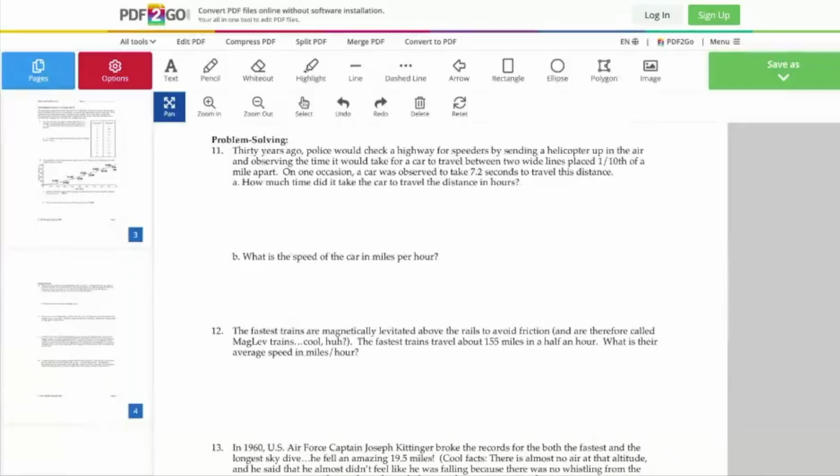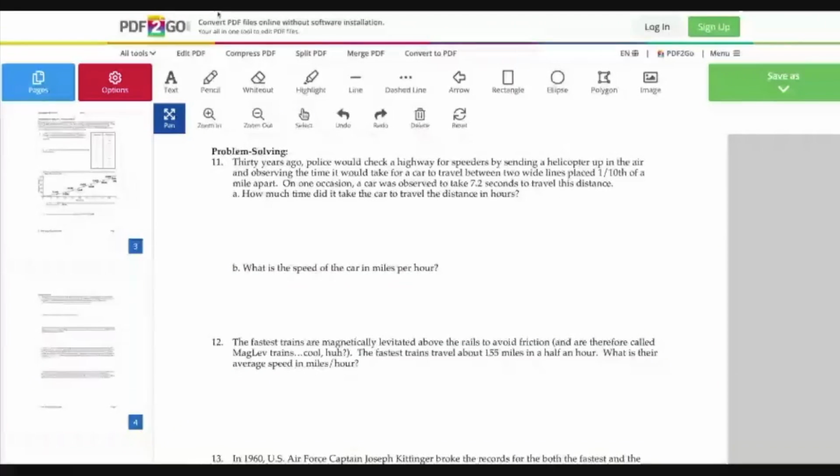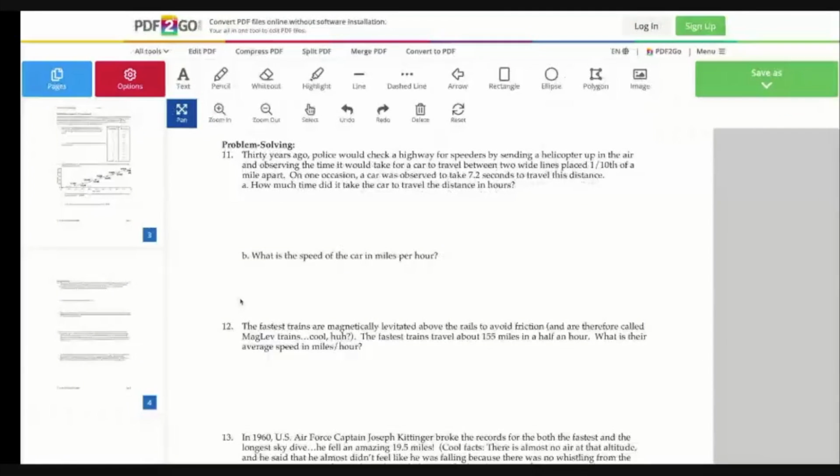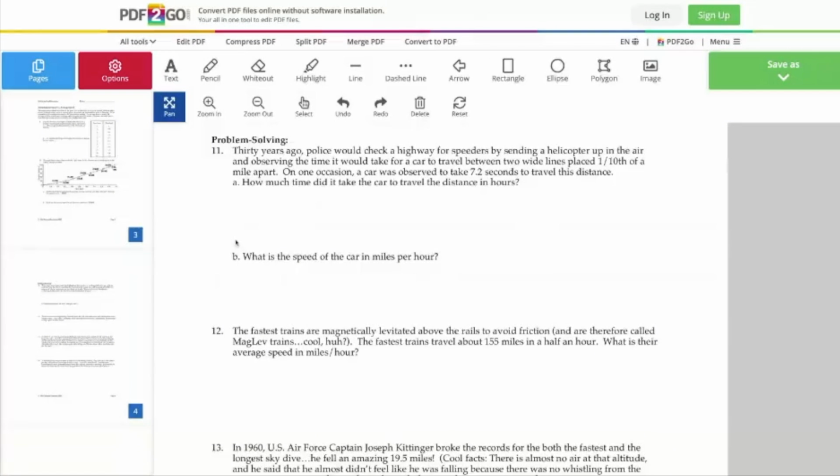So let's try number 11. I'm going to read the question to you guys. You have a couple of minutes. We have 10 minutes left. Police would check a highway for speeders by sending a helicopter in the air and noticing the time it would take for the car to travel between 2 white lines, placed 1/10 of a mile apart. On one occasion, a car was observed to take 7.2 seconds to travel this distance. So how much time did it take the car to travel this distance in hours?